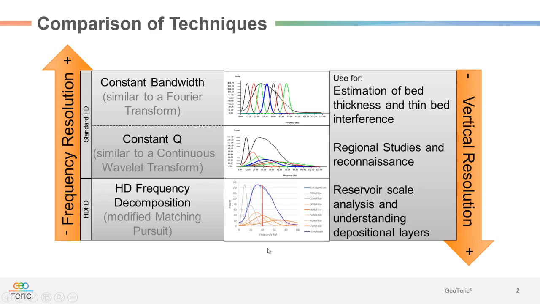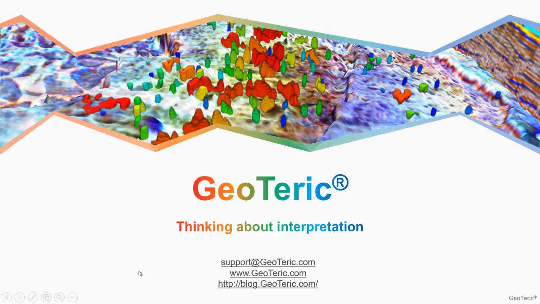So remember, you should use the right technique for your interpretation objectives. Constant bandwidth is good for estimation of bed thickness and thin bed interference due to the high frequency resolution. Constant Q is good for regional studies and reconnaissance due to the good compromise between vertical resolution and frequency resolution. And GeoTeric's third technique, high definition frequency decomposition, is best for reservoir scale analysis and understanding depositional layers due to the very high vertical resolution. So there's more information about the high definition tool in the HDFD training video.